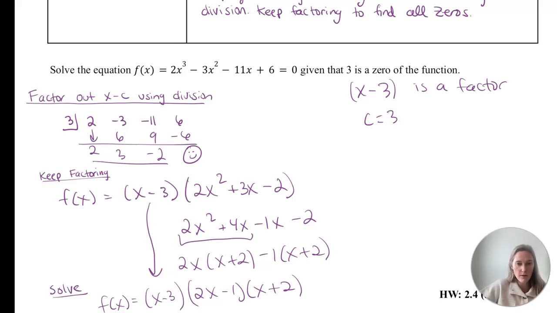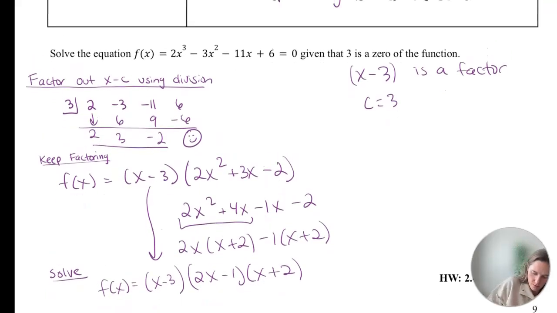And now we can just solve it by finding our zeros. So zeros occur where x is 3. We can set this equal to 0 and solve, and we'll get x equals 1/2 as a 0 and negative 2. So we have just solved this equation.